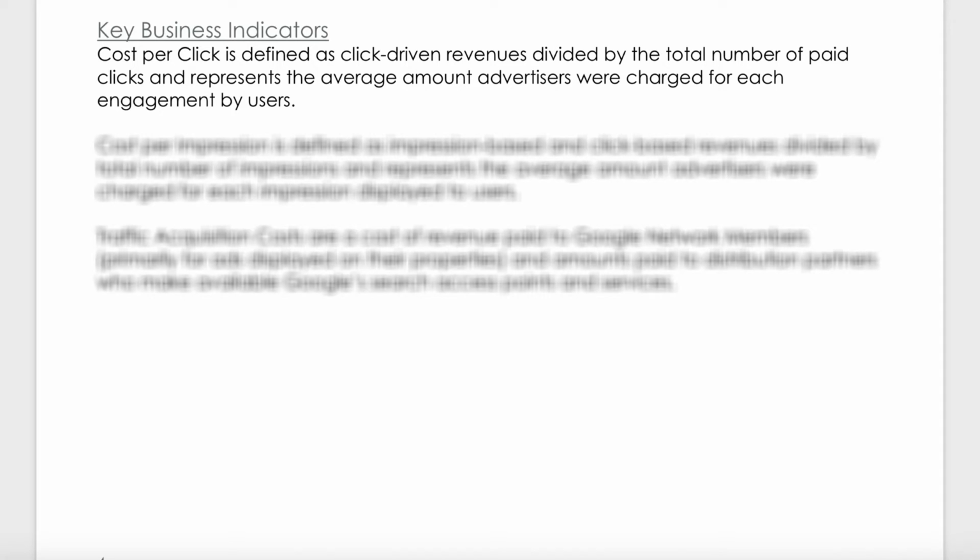One of the key business indicators for Google is cost per click, and this is defined as click-driven revenues divided by the total number of paid clicks and represents the average amount that advertisers were charged for each engagement by users. So every time that someone clicks on an advertiser's ad, how much is that advertiser paying Google? And this is super important because at the moment, online ads are very cheap per click. Their cost per click is very low relative to other things such as TV advertising. And for that reason, it is a lot more attractive for newer businesses and businesses that are looking to expand their advertising than continuing to spend more money on TV. And that gives online advertisers that are already established, such as Google or such as Facebook, for example, a huge advantage over these other businesses.